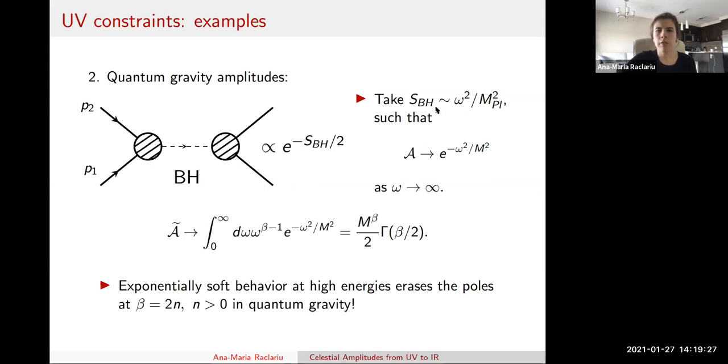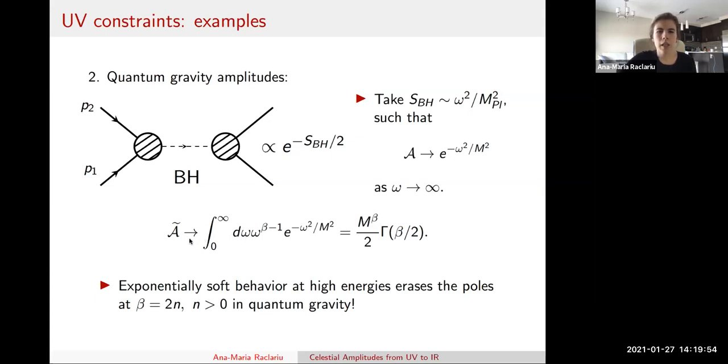Now, if the black hole entropy scales as the area, namely goes as omega squared in units of m blank, then as omega goes to infinity, so at very large energies, this is like the large S limit, we expect the amplitude to be exponentially suppressed. So it goes as e to the minus omega squared divided by some m squared. Here we're absorbing possible factors in this constant.